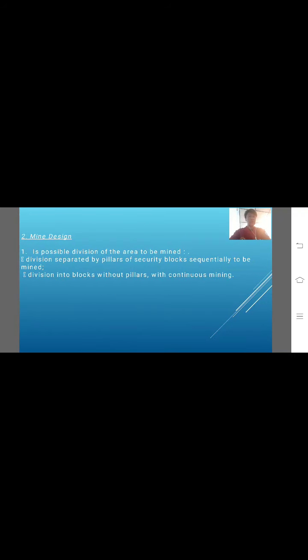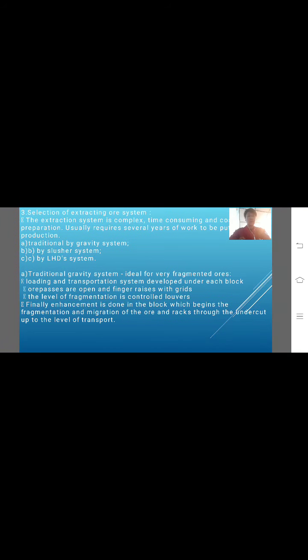Number two, mine design. It is possible to divide the area to be mined. Here is a division separated by security pillars, with blocks mined sequentially, or a division into blocks without pillars with continuous mining. Then the selection of the ore extraction system. This can be done in three ways: by the traditional gravity system, by the slusher system, or by using the LHD system.